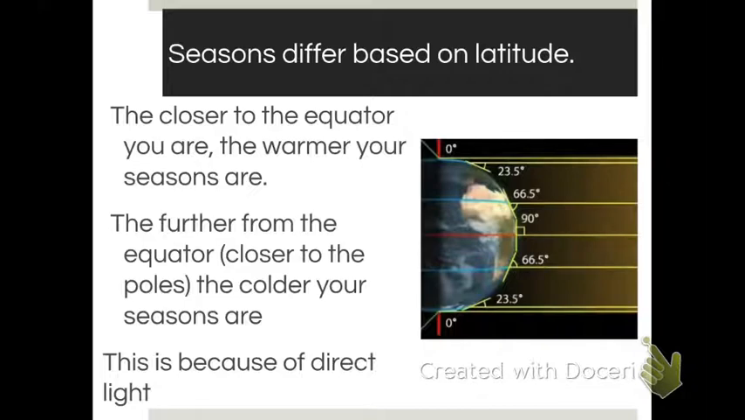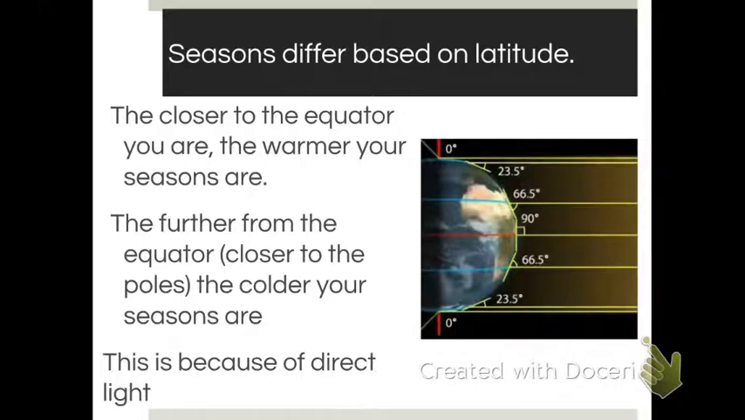So we know in the winter, the entire northern hemisphere is going to have indirect light because it's tilted away from the sun. But even while it's tilted away from the sun, the poles get the most indirect light of them all. So think about it. The earth is what shape? It's a sphere, okay? It's a circle.